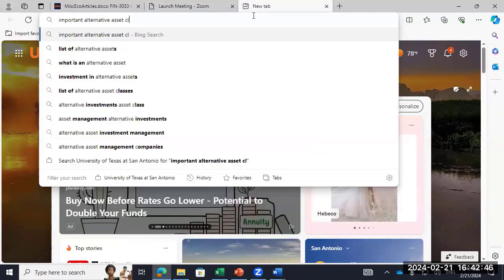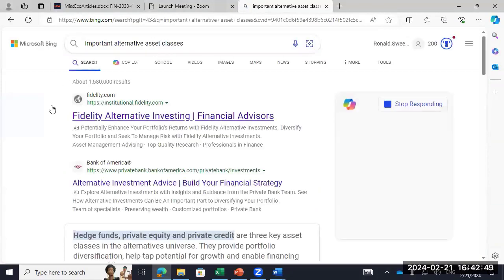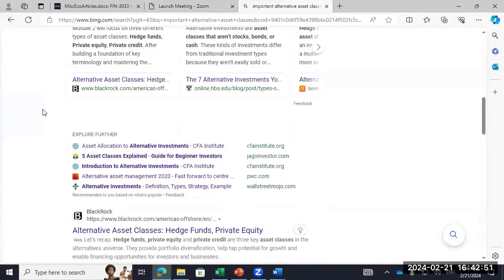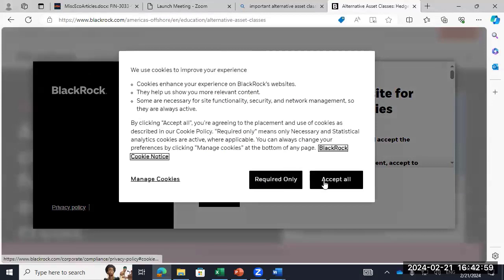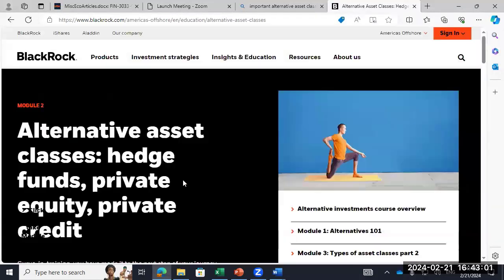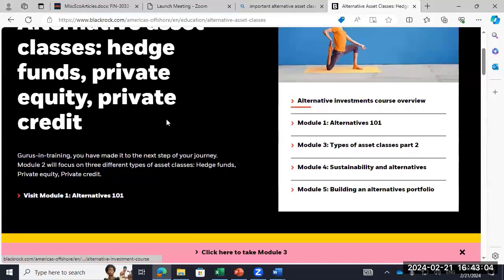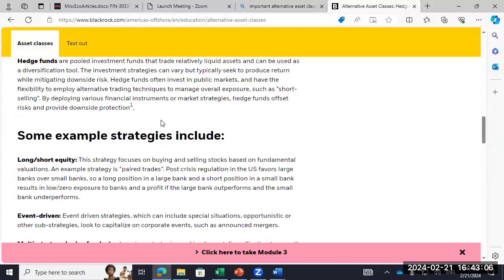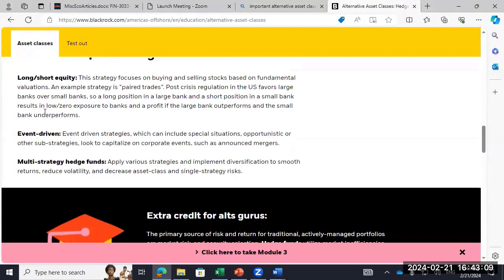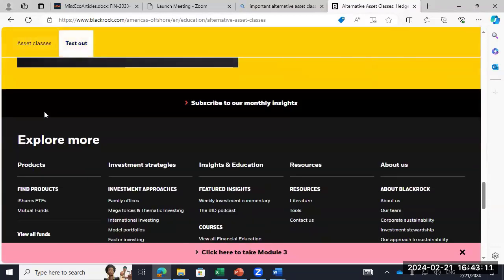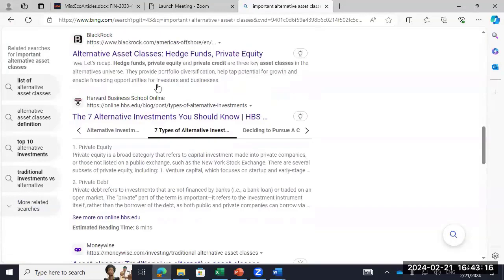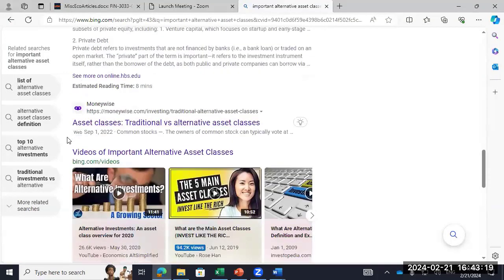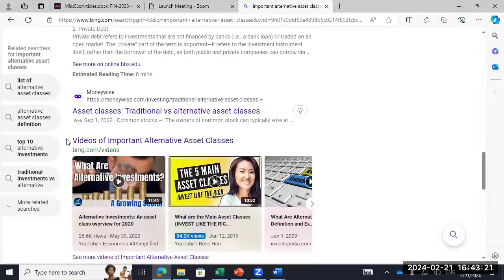Alternative asset classes, see what they say. They say hedge funds, I don't believe it. Private equity, private credit. Hedge funds, I don't consider that. I don't know if that's a good one. One source explains alternative asset classes as hedge funds and private equity. They're not even mentioning real assets.